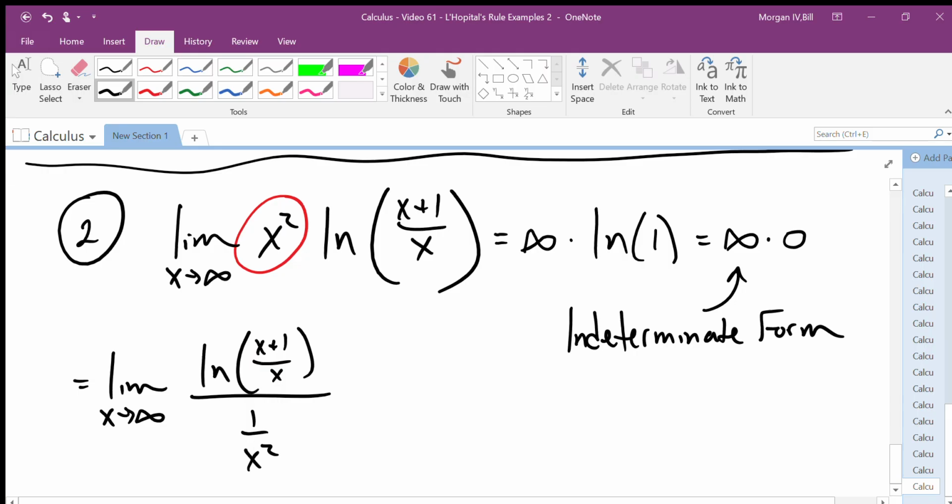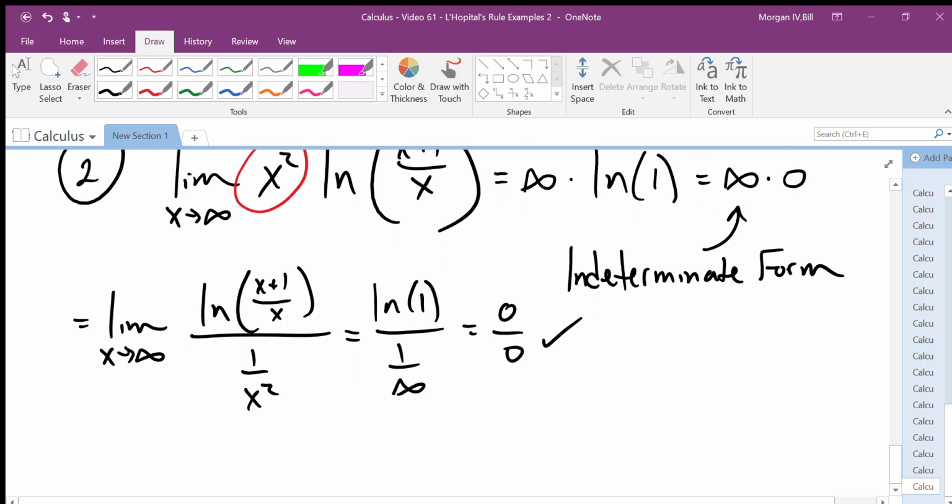Remember that if we divide by a fraction, that's the same thing as multiplying by its reciprocal. So dividing by 1 over x squared is the same as multiplying by x squared. So I haven't changed the problem. But now when I do direct substitution and I plug in infinity, we get the natural log of 1, which we know is 0, and 1 over infinity, which we know is 0. And you get 0 over 0. And so now we can use L'Hopital's rule. Okay, let's try it out.